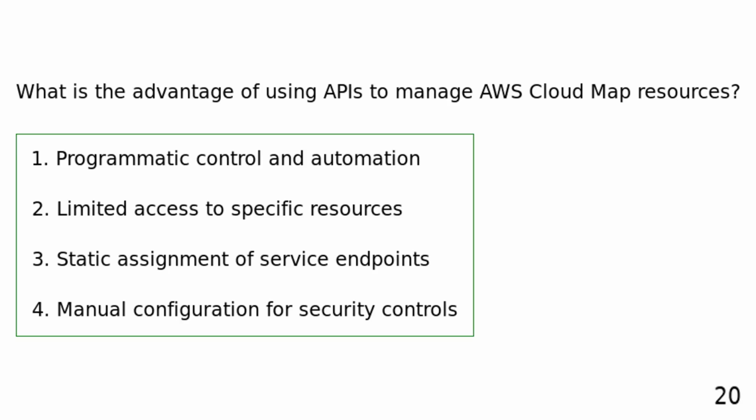What is the advantage of using APIs to manage AWS Cloud Map resources? Programmatic control and automation. Limited access to specific resources. Static assignment of service endpoints. Manual configuration for security controls.